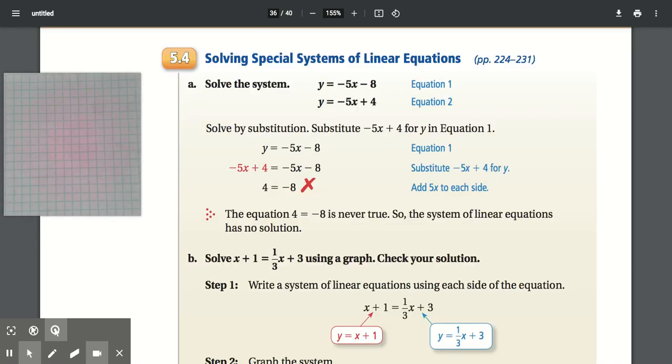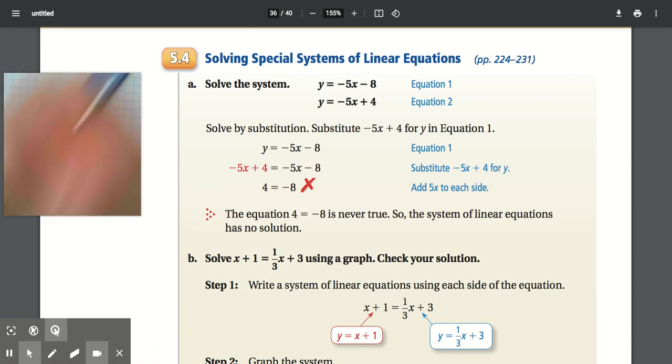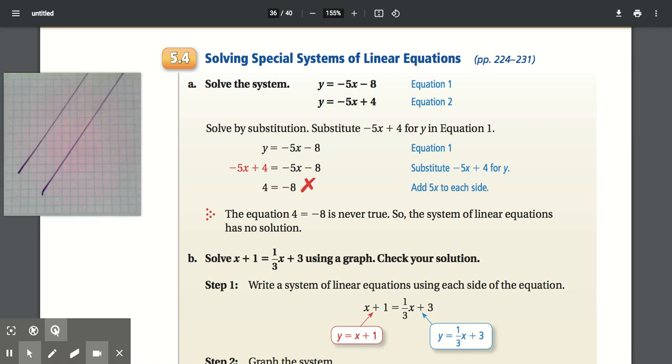Now, every system of equations is special, but there are some that are especially awesome. And there are a couple things that I want you to look out for. Sometimes you're going to end up with a system of equations that is actually parallel lines. So that's the situation we're in with A.